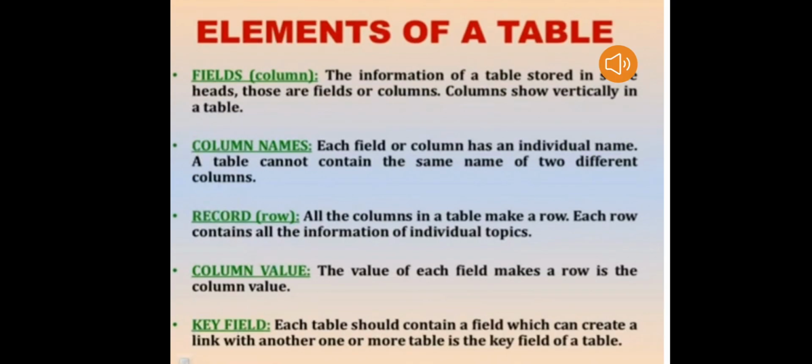Elements of a table. What are the elements of a table? You can see the column names, then key field, then fields, column, table, rows, and column value. You can differentiate between all these by seeing this diagram. Zoom the diagram and then see it.